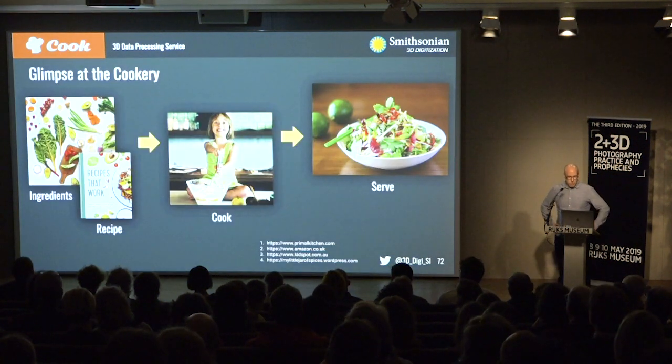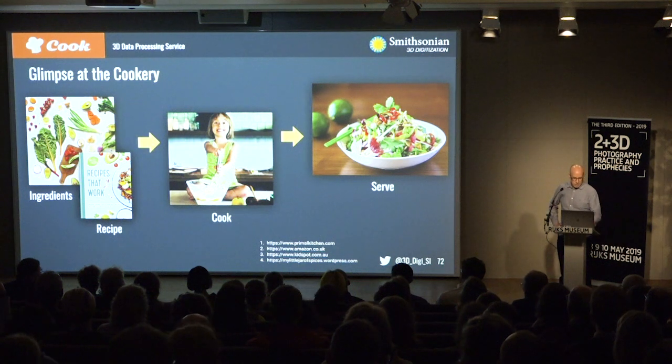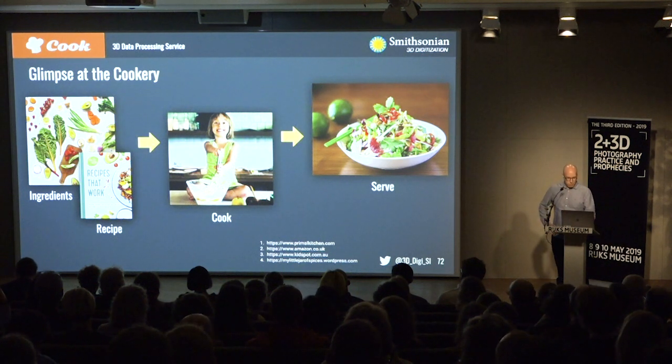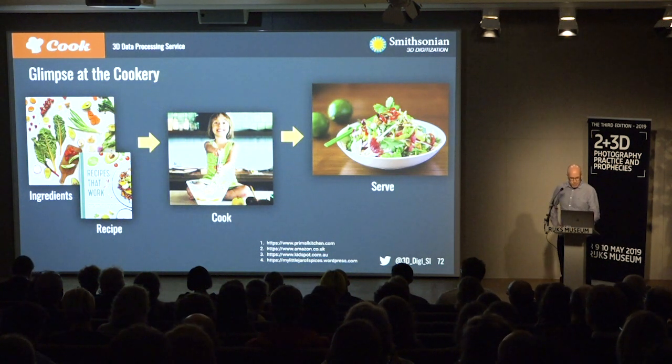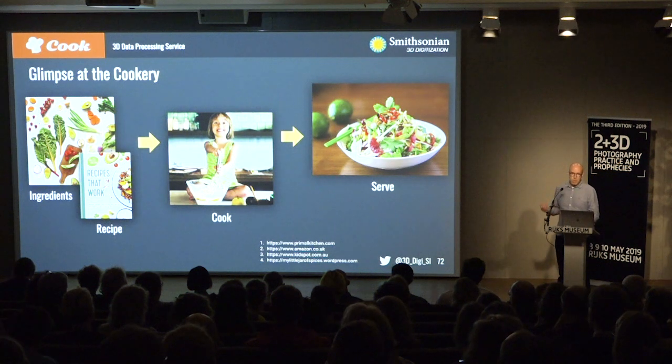So this is our cook, how it works. Like in a regular kitchen, we have ingredients. These are our 3D assets, mostly the master model in this case. And then we can provide recipes. Recipes basically describe what we want to do, but they don't describe how we do it.